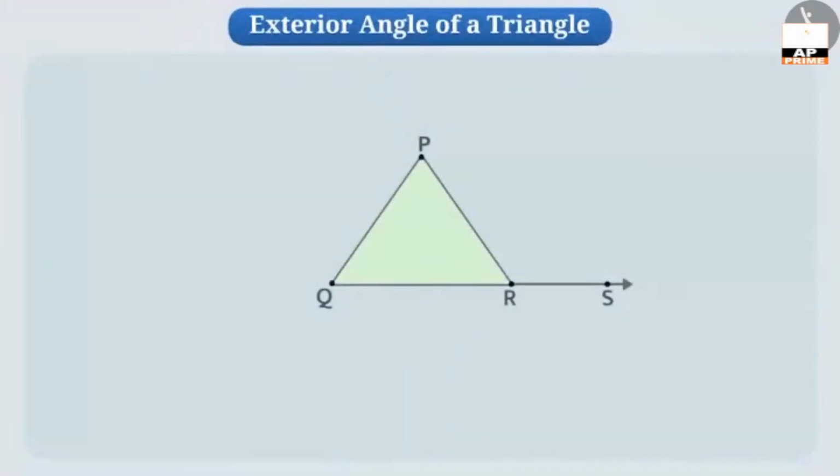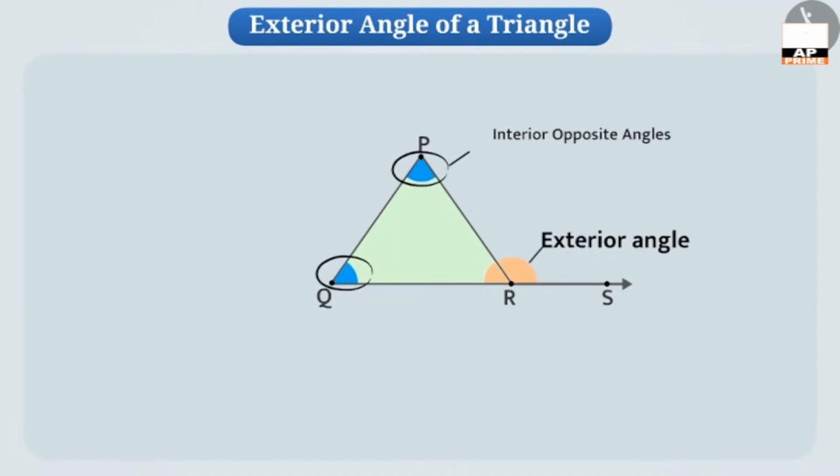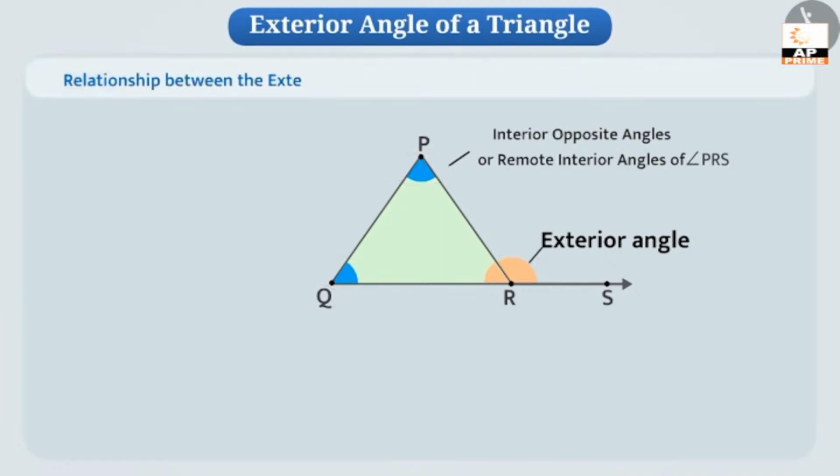Now look at this figure. Here, angle PRS is the exterior angle of triangle PQR. We can also see that angle QRP and angle PRS are adjacent angles. In addition to the adjacent angle, angle QRP of the exterior angle PRS, the remaining two angles of triangle PQR, namely angle RPQ and angle PQR, are called the two interior opposite angles or the two remote interior angles of the exterior angle, angle PRS. The exterior angle of the triangle and its two interior opposite angles share an interesting relationship.